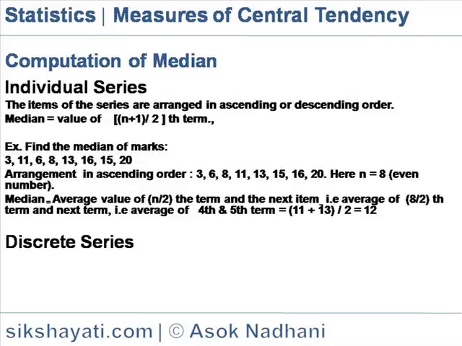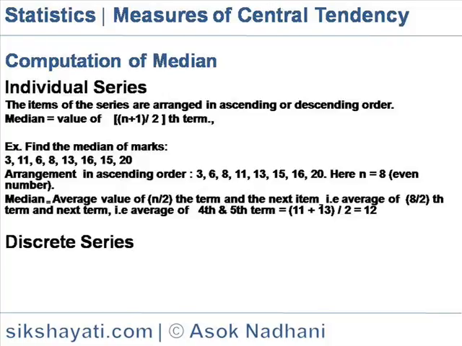Computation of median. Individual series. The items in the series are arranged in ascending or descending order. Median is the value of the (n plus 1) by 2th item, that is the item corresponding to the (n plus 1) by 2th item, where n is the number of items. This is illustrated by the following example.